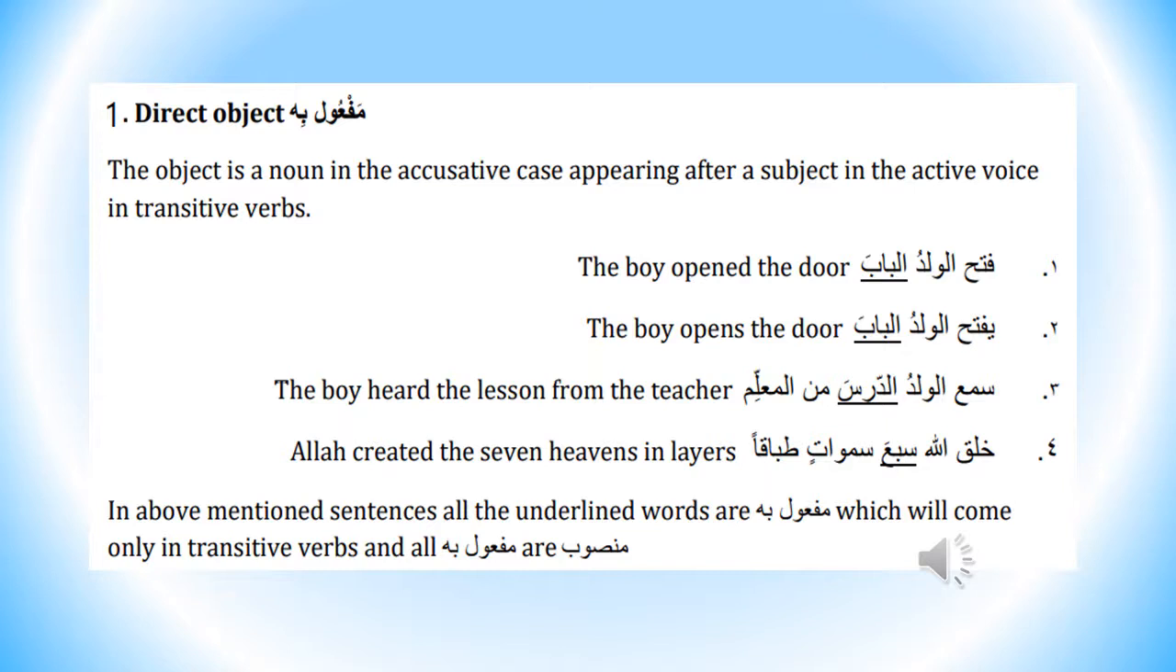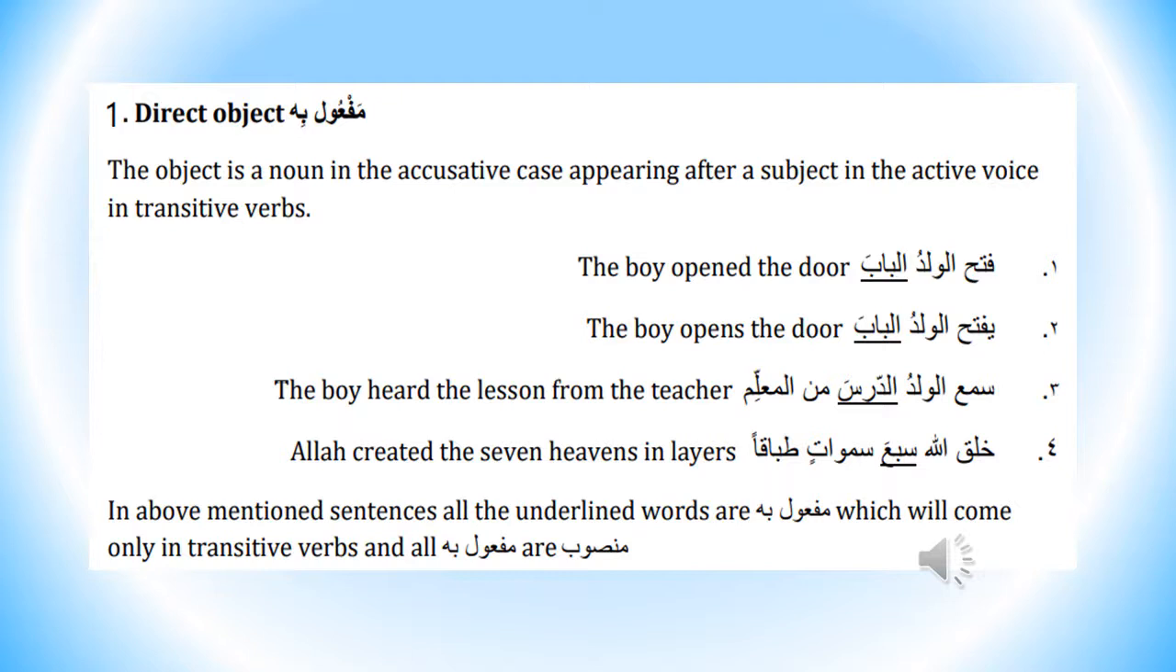For example, fataha al-waladu al-baba. The boy opened the door. Fataha is a verb. Al-waladu is the subject. Al-baba is the object. It ends with fataha, so this is called accusative case.